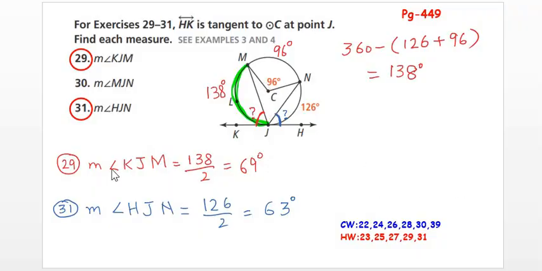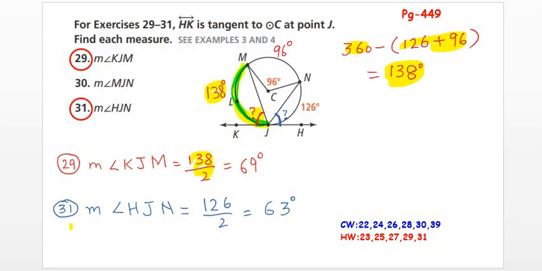For question number 29, they want us to find this angle. Let me show you here. They want us to find this angle KJM. To find this angle, I need the intercepted arc, that is JLM. To get the value of this arc JLM, I have to subtract 126 and 96, this side of the circle, from 360. So it is giving me 138. If the intercepted arc is 138, how can you get the value of this angle? It will be half of it, that is 69.